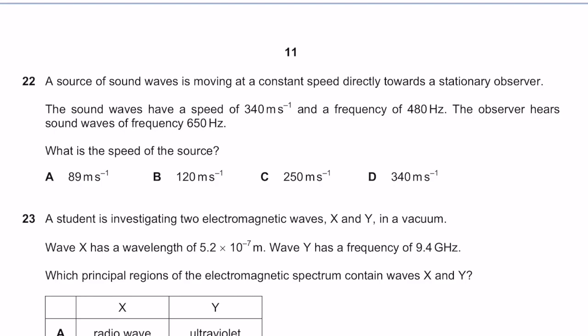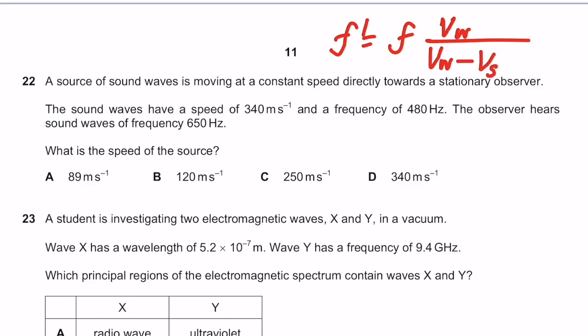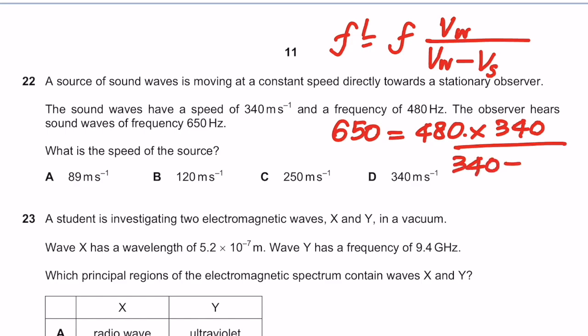Now for a source moving towards a stationary observer, the equation is f dash equals f v, speed of wave, minus speed of the source, right? Let's use this equation. 650 is the frequency you will hear. The real frequency is 480. Speed is 340. 340 minus speed of the source.